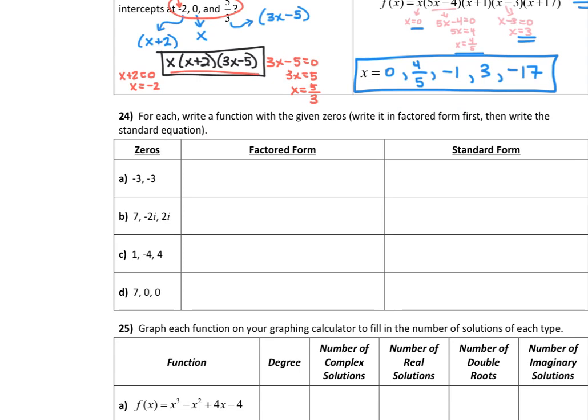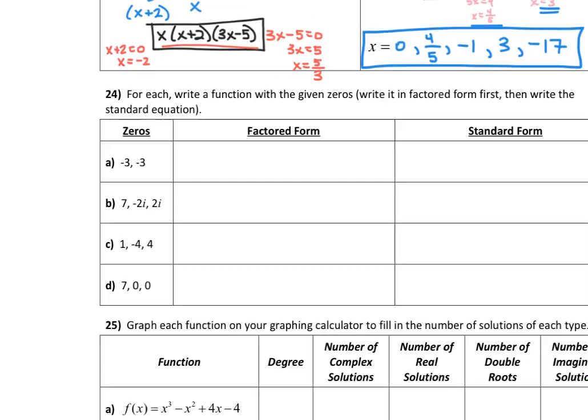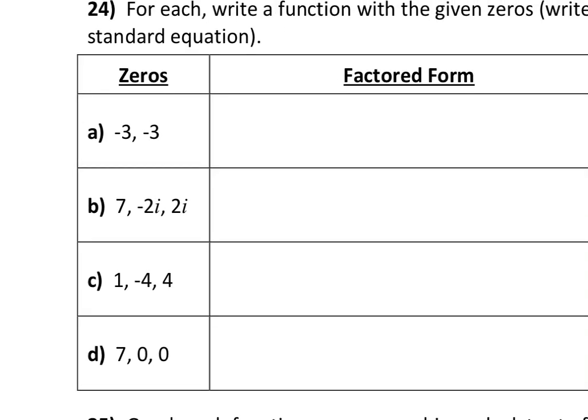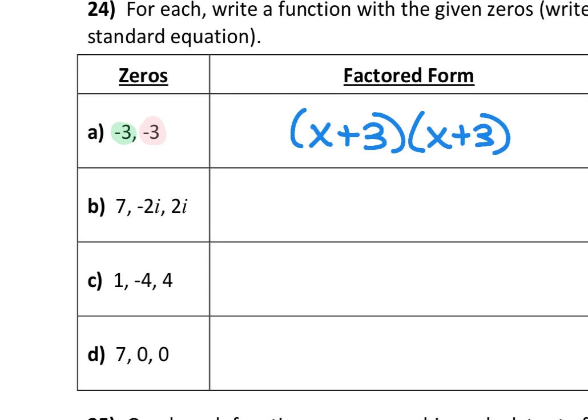And so you're going to do that same thing here. What I want to do first is just the factored form, and then I'll come back and we'll walk through the standard form for each. But I want to take each of these zeros separately and write them as factors. And so this is going to be x plus 3 and x plus 3. And of course you could write x plus 3 with the squared outside of the parentheses, or just x plus 3 times x plus 3.